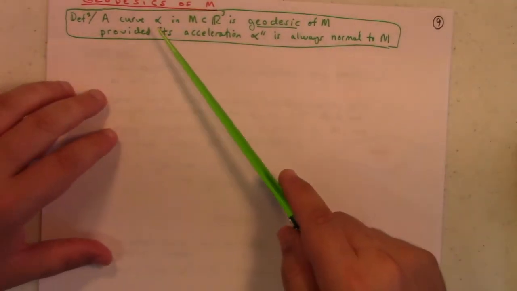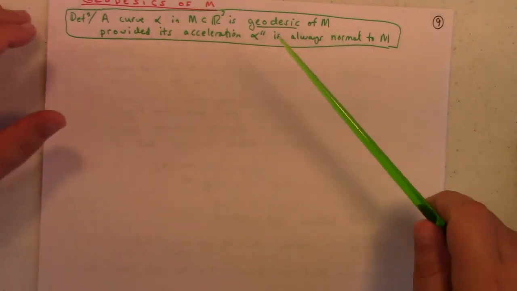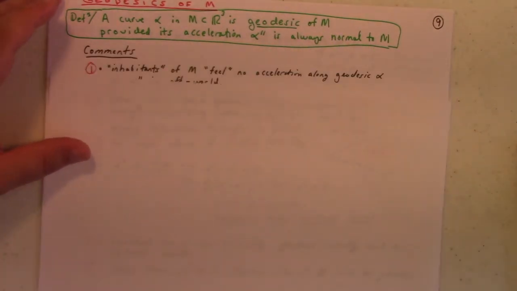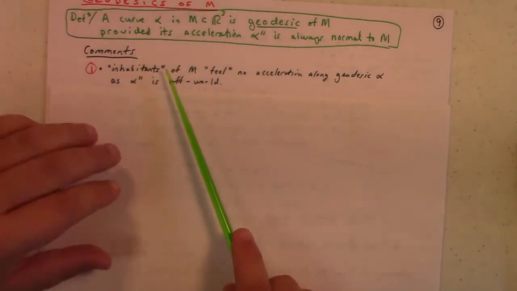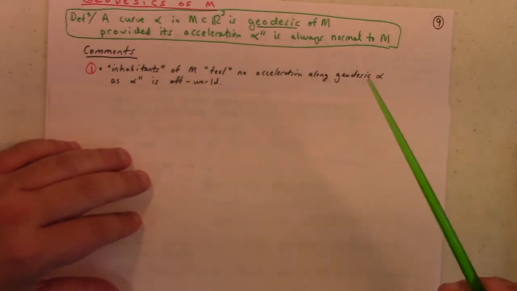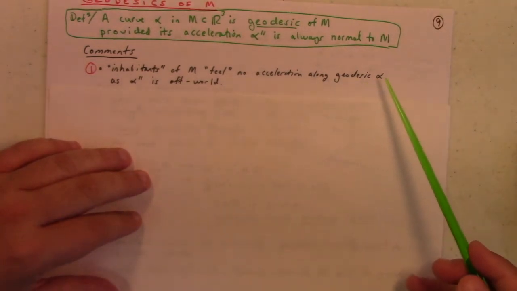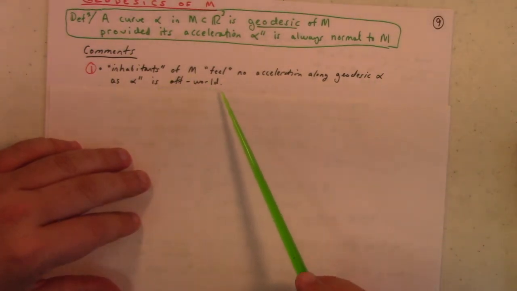Anyway, so a curve alpha is geodesic if its acceleration is always normal to M. That's the definition for us here. So some comments. Comment number one, the inhabitants of M feel no acceleration along the geodesic alpha because the acceleration is off-world.